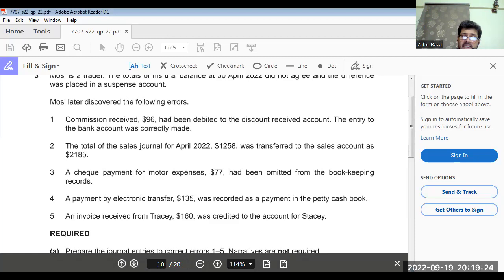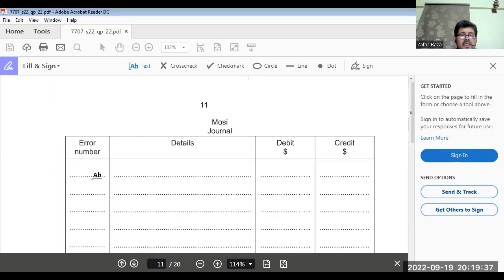So what we have to do, we have to credit commission received because it is left. We have to credit discount received because it was wrongly debited, and we have to debit suspense account by double amount. Getting my point? So error number 1. What we have to debit? Suspense. And what we have to credit? Discount received and commission received. 96, 96, 192.